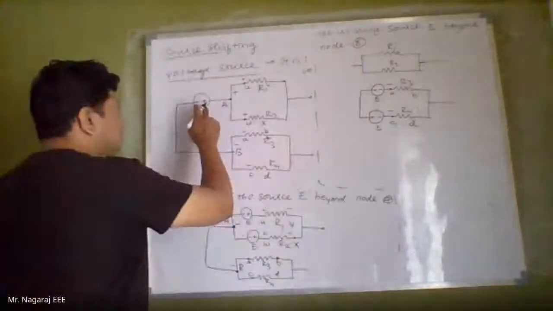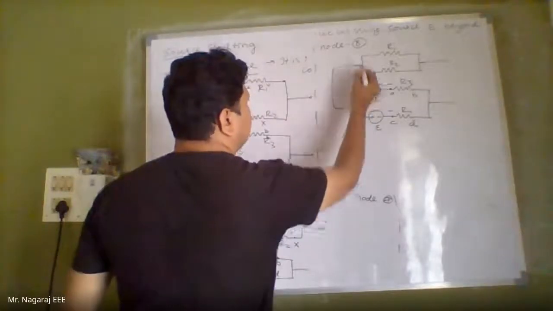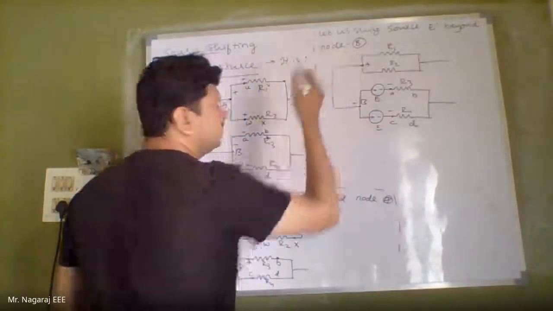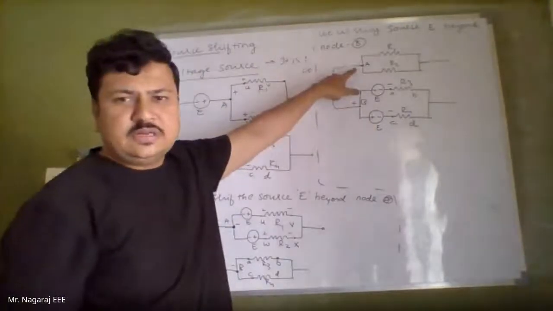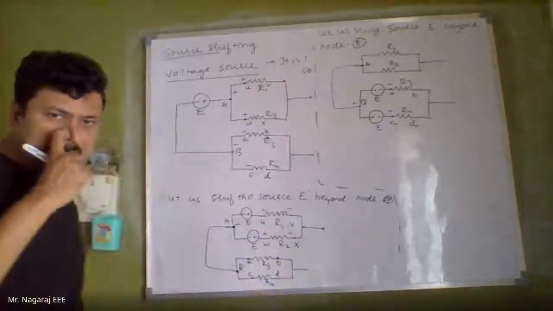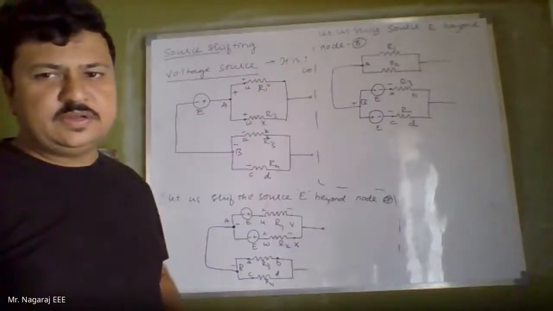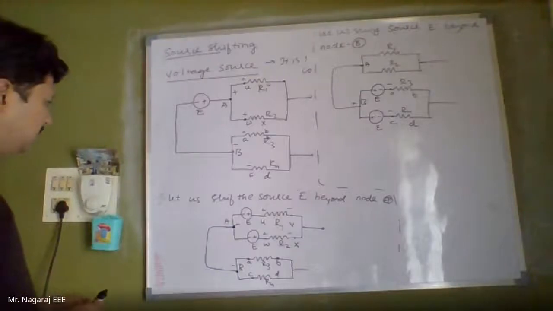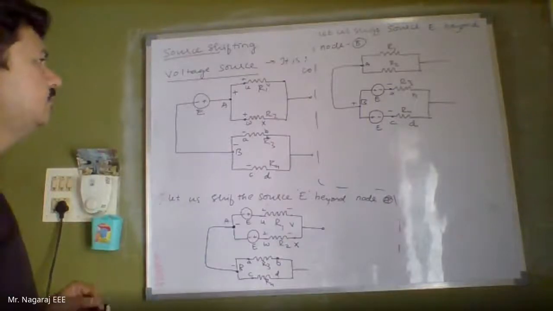Now I should replace this source by a short circuit. This is node A and node B. Now observe, node B is at positive potential, same as node A. Node A was at positive potential. Here also node A is at positive potential. There is no change because node A and node B are the same now. It is a single wire connection. Okay. So this is the way I do the source shifting of voltage sources.